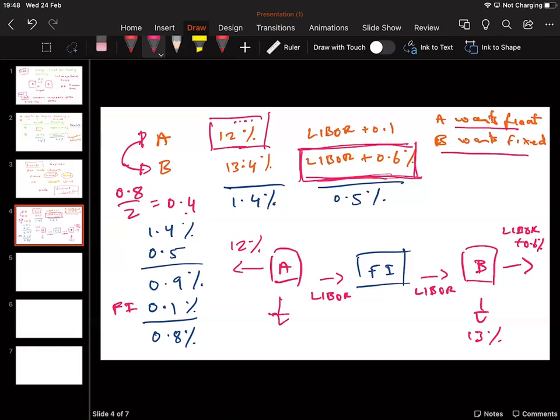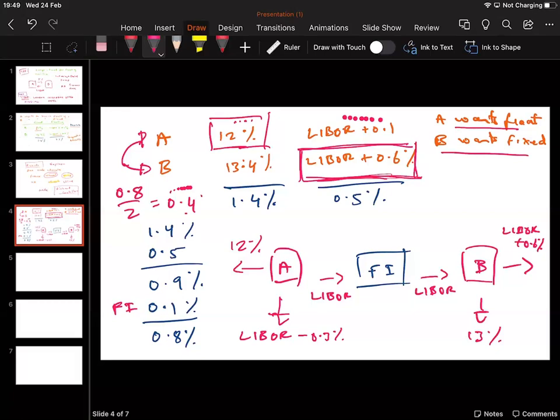Also we must ensure A should benefit by entering the swap, and initially their quote for A is LIBOR plus 0.1. A wants a floating rate. We'll say we'll give you the floating rate, but we must also make available the 0.4. So A should benefit to the tune of that 0.4. That would mean A's net position should be LIBOR minus 0.3%.